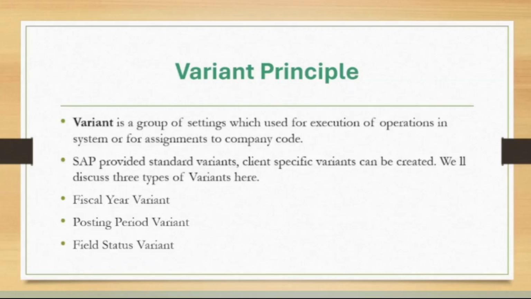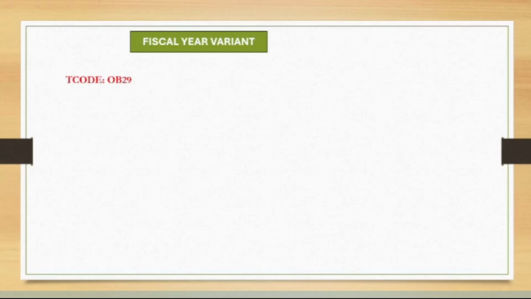So fiscal year variant, first we need to understand what is this. See, fiscal year variant, the transaction code is OB29, and the table where the fiscal year variant is stored is T009. So fiscal year means financial year or accounting year. It contains the definition of the posting periods. Generally, a posting period represents a month.